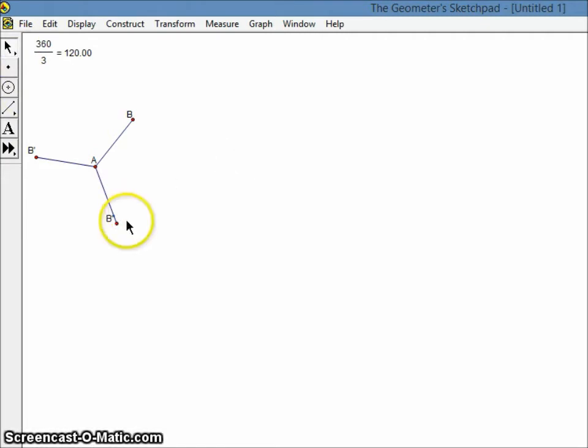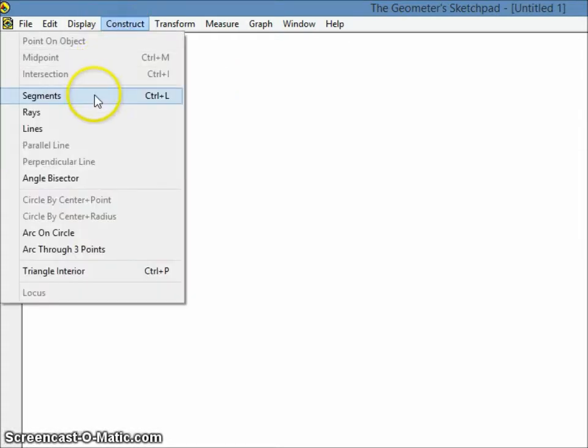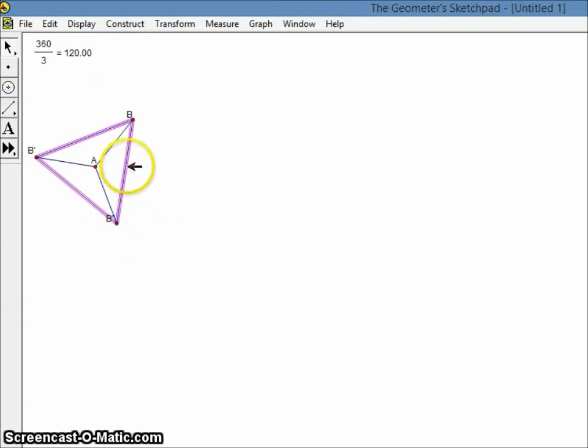And click off. And now we're going to form a triangle. The way you can do that, you could select them individually and connect the segments one by one, or you can select all three points and then construct segments between them. Now that I have these three segments, I want to know if this makes an equilateral triangle. You can see that it makes a triangle.